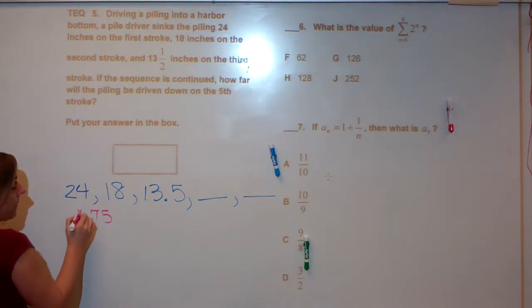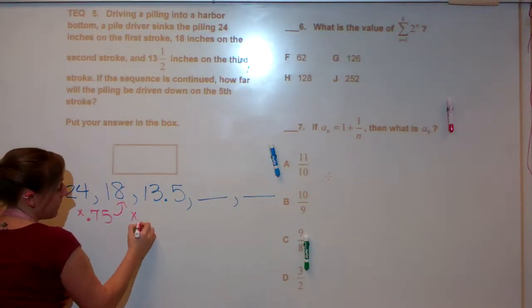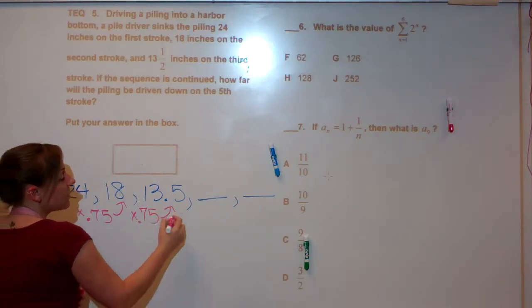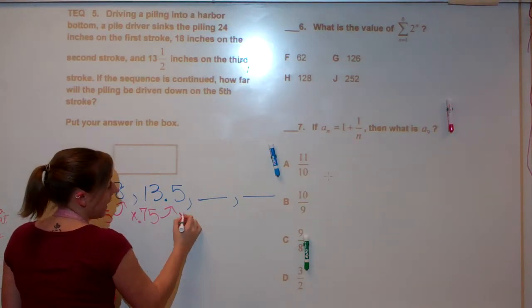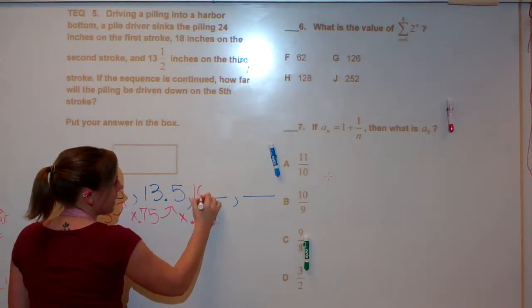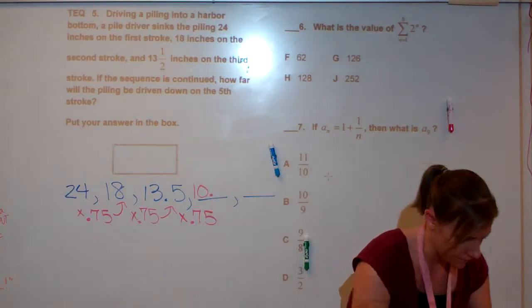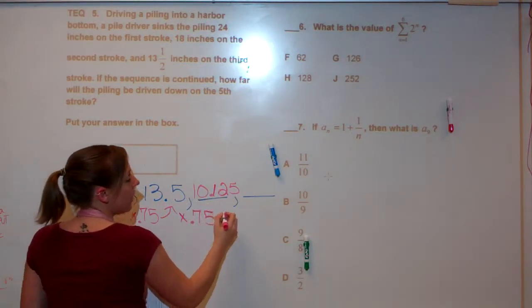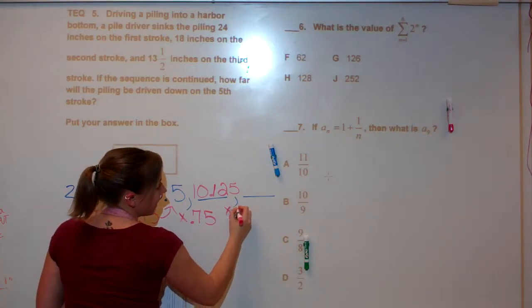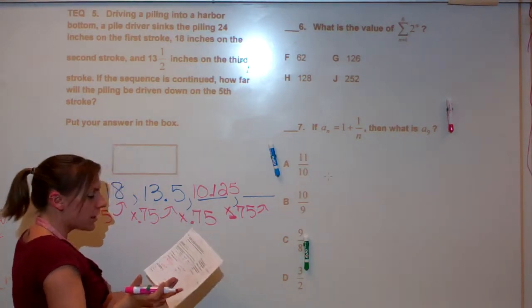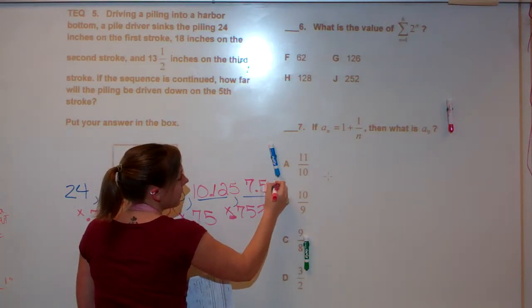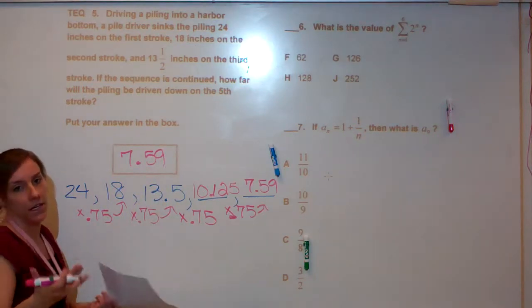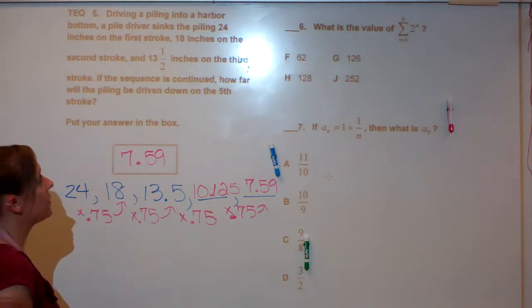So I'm multiplying by 0.75 and I get this. Then I'm multiplying by 0.75 because that's 3/4 and I got this. So then 13.5 times 0.75 is 10.125. Yeah, that's what I got. And then 10.125 times 0.75 is a long decimal, so I rounded it to 5/9. And on your SOL test, they'll tell you how many decimal places to put. So that's what I rounded to.